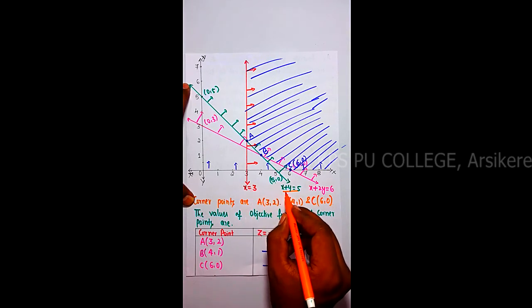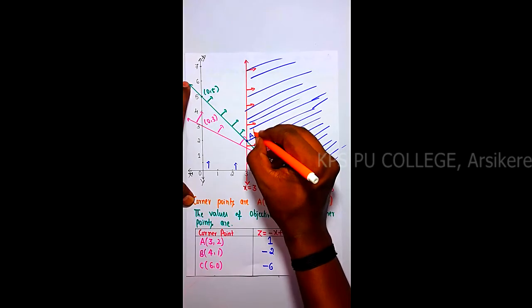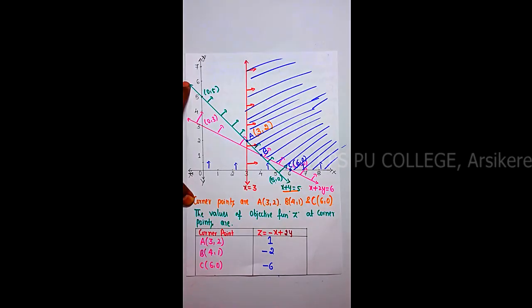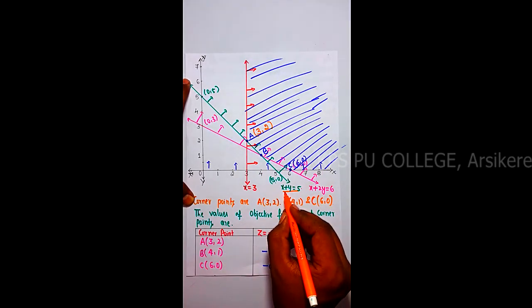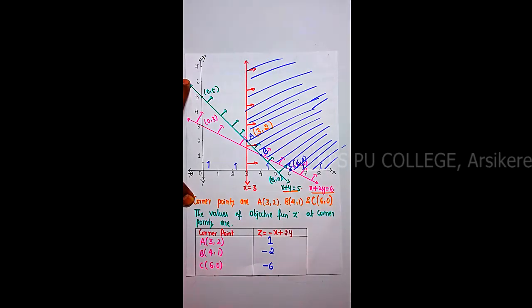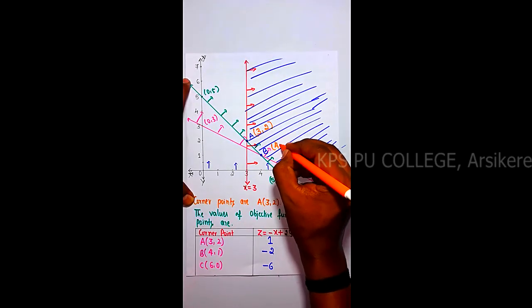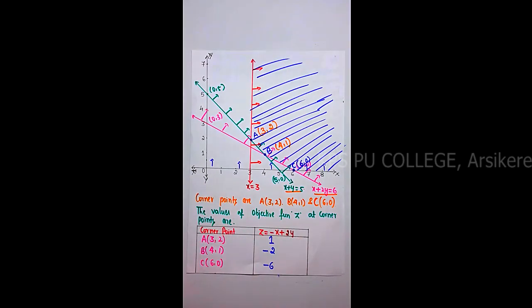Substitute x is equal to 3, so 3 plus y is equal to 5, y is equal to 5 minus 3. We will get y is equal to 2. Point A is 3,2. Similarly, point B is the point of intersection of the line x plus y is equal to 5 and x plus 2y is equal to 6. Solving these two equations, we get the point 4,1. So point A is 3,2, point B is 4,1, and point C is 6,0.